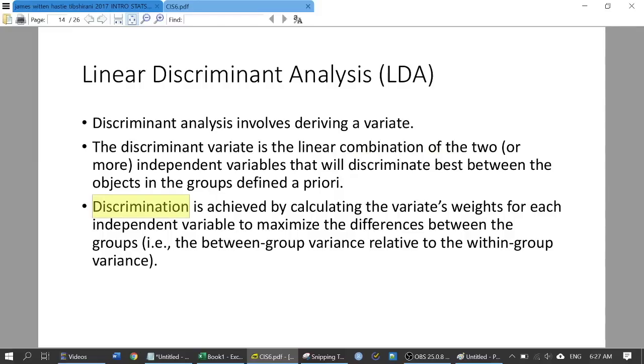Okay, so discrimination is achieved by calculating the variate's weight for each independent variable, like the balance just now, to maximize the difference between the groups. So it maximizes the differences between the groups, which is the between group variance relative to the within group variance. So if you are so different from this group, you're going to be discriminated into that group. So this is what it means.